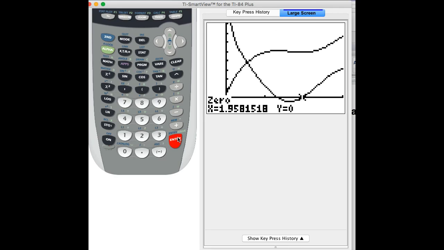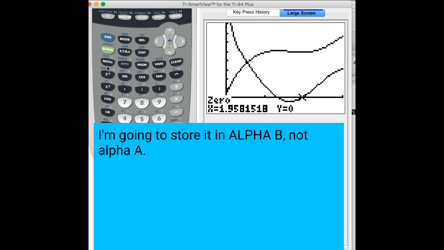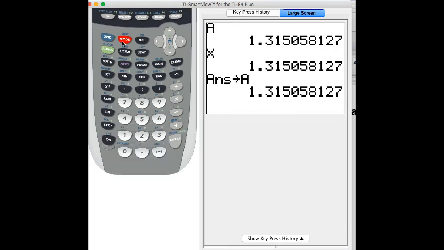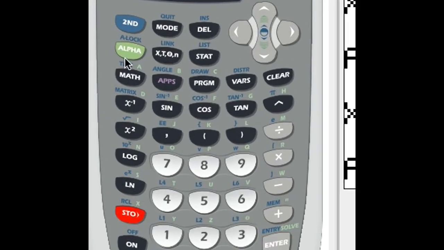And there's my value. I'm going to write that down on my paper because I'm going to need it. And I'm also going to store it in alpha A. So I get out of the screen. I hit X and enter. That gives me the value that was just found on the graph. And then I hit store alpha B and enter.